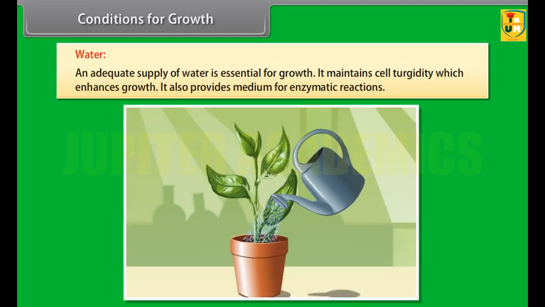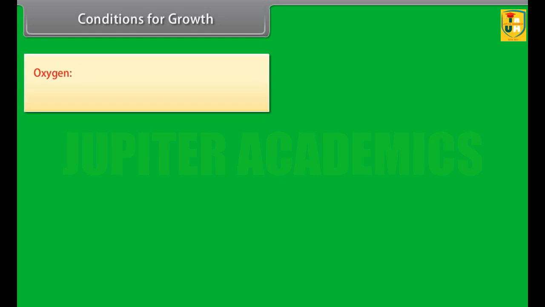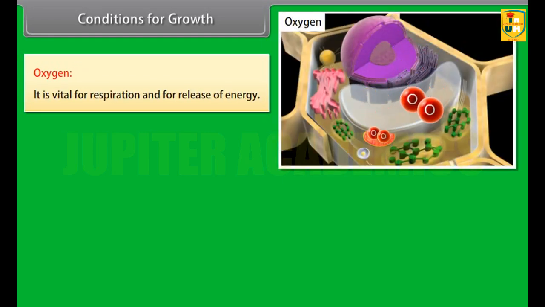It maintains cell turgidity, which enhances growth. It also provides a medium for enzymatic reactions. Oxygen. It is vital for respiration and for the release of energy.